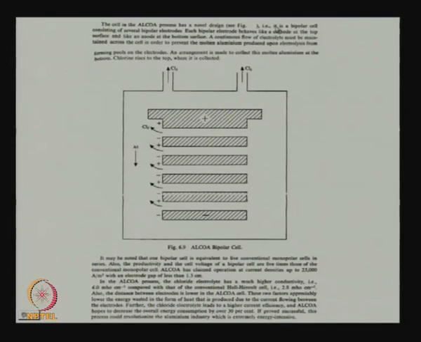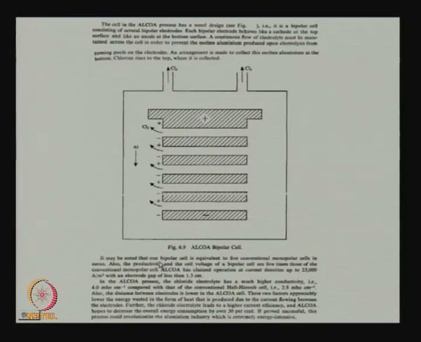Let me read what is here. It is a bipolar cell consisting of several bipolar electrodes. Each bipolar electrode behaves like a cathode at the top surface and like an anode at the bottom surface. A continuous flow of electrolyte must be maintained across the cell in order to prevent the molten aluminum produced upon electrolysis from forming pools on the electrode. They should not hang on the electrodes. It must be made to fall to the bottom. An arrangement is made to collect the molten aluminum at the bottom. Chlorine rises to the top from where it is collected and it goes for chlorination again.